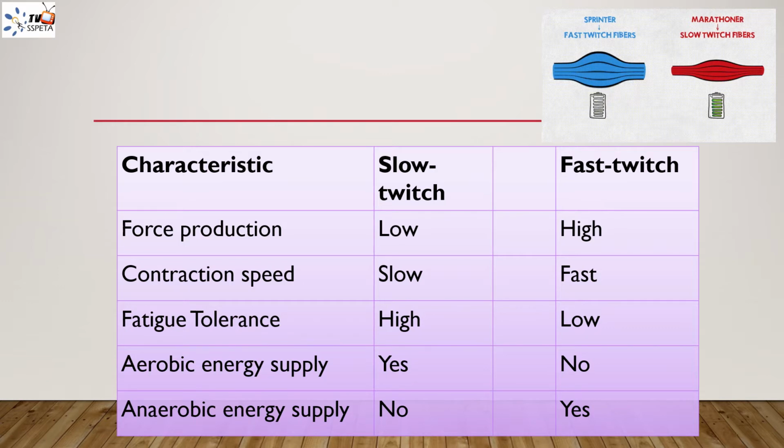The aerobic energy supply: in slow twitch, yes. To use aerobic means oxygen, and in fast twitch, no. Whereas anaerobic energy supply: in slow twitch, no, and in fast twitch, yes.